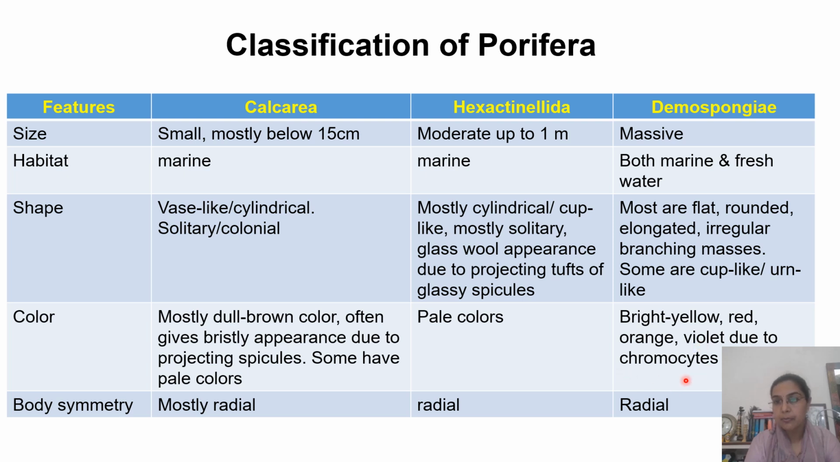These are the pigment cells which are present in the mesoglea, and they are derived by differentiation of amoebocytes or archaeocytes, as we say them, which are again present in the gelatinous matrix जिसे हम mesenchyme कहते हैं. If we talk about the body symmetry, the symmetry is radial amongst all the three classes.